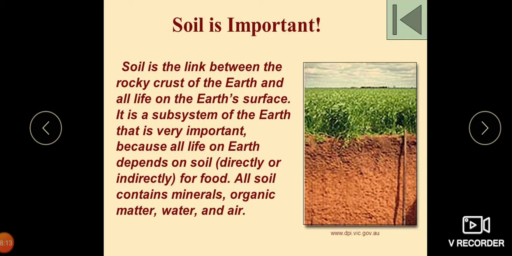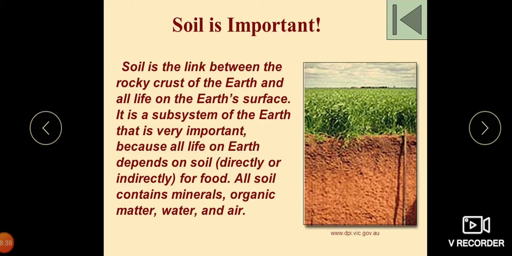All soil contains minerals, organic matter and air. Soil formation in India is mainly related to the parent rock, relief, climate and natural vegetation. So, there is a wide variety of soils in India.